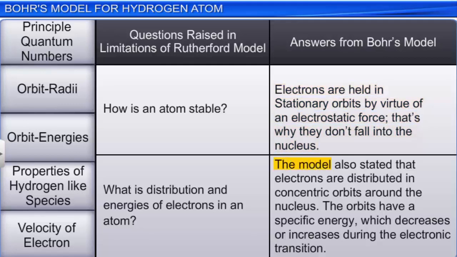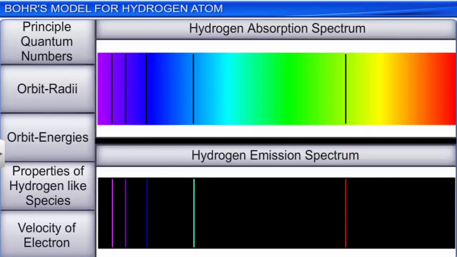The model also stated that electrons are distributed in concentric orbits around the nucleus. The orbits have a specific energy, which decreases or increases during the electronic transition. In addition, it helps to quantitatively explain the emission and absorption line spectra of hydrogen and hydrogen-like species.